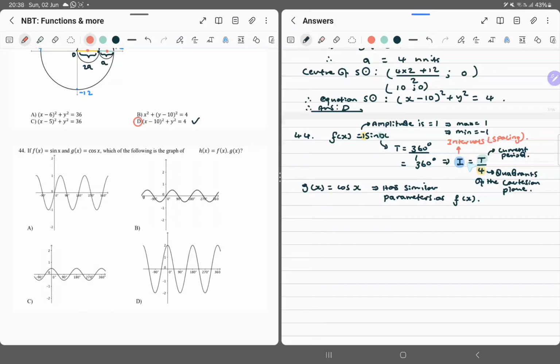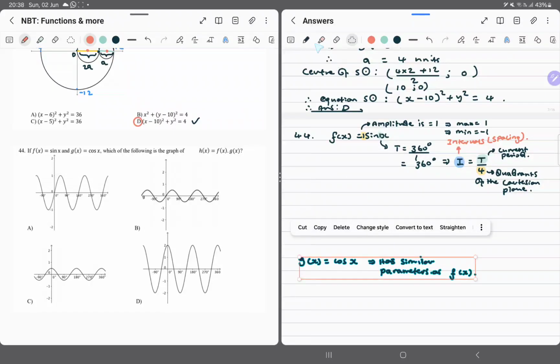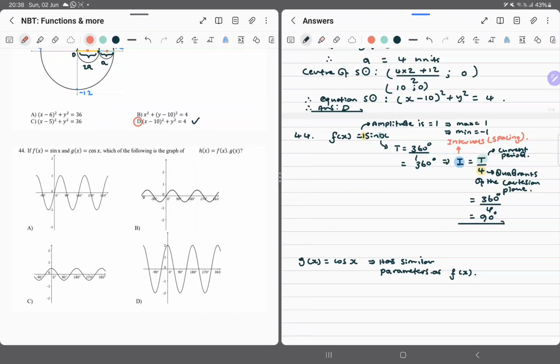When we divide that into quadrants, we get the spacing of, I didn't complete this story, guys. How can I do that? So our intervals are going to be 360 degrees divided by 4, which is equal to 90 degrees.